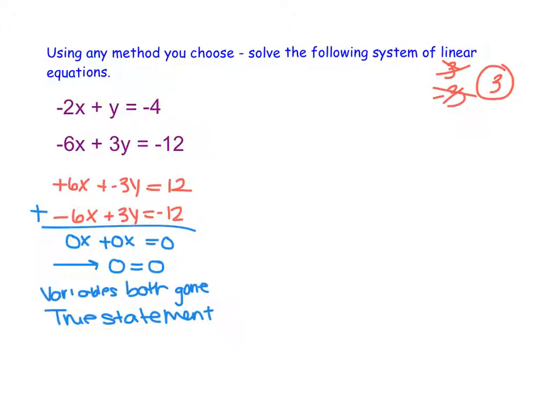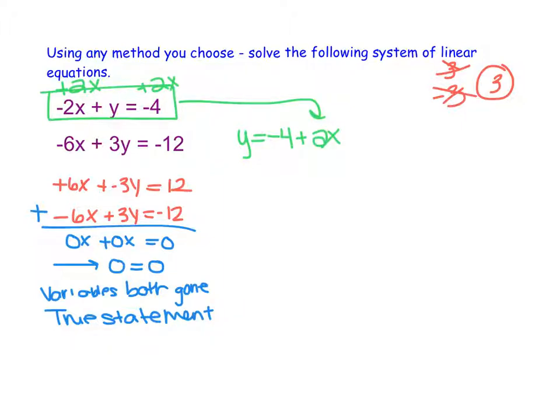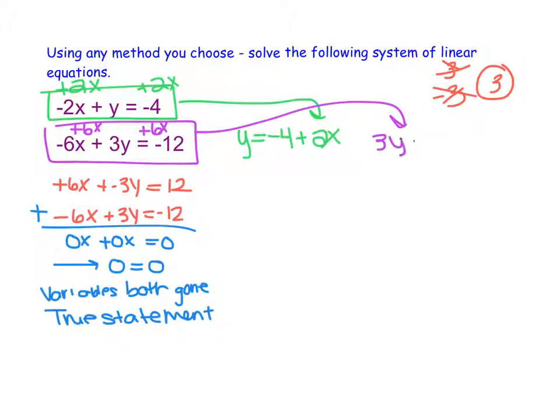So let's, like the last slide, rewrite these so we can see what's happening with these lines. So I'm going to rewrite this first one here so that I can see the equation of a line in slope-intercept form. So I'm going to add 2x to each side. So I end up with y is equal to negative 4 plus 2x. And then I'm going to take this second equation here and rewrite this as well. So here I need to get y alone, so add 6x to each side. Then we have 3y is equal to negative 12 plus 6x. Divide both sides by 3, and I end up with y is equal to negative 4 plus 2x.